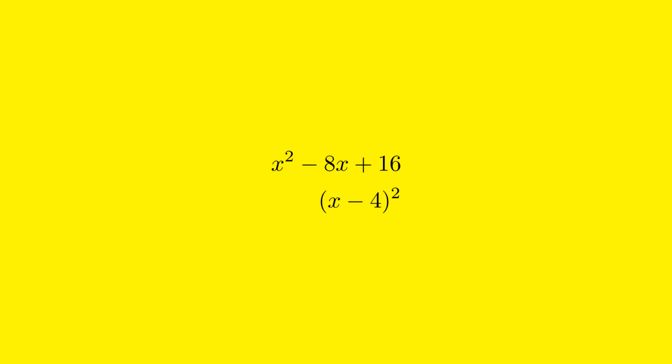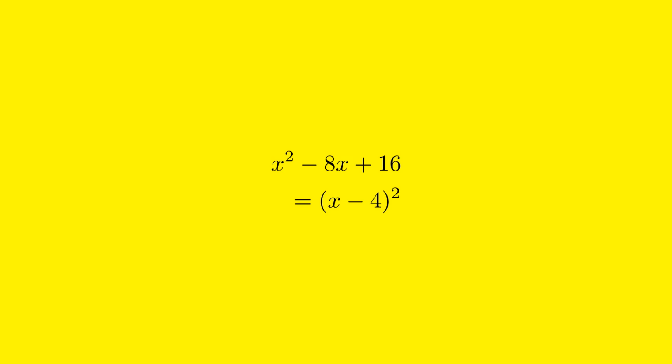Given this, we can rewrite the quadratic expression as a perfect square trinomial. If we observe, the quadratic expression can be rewritten as x minus 4 squared. This is because x minus 4 squared expands out to x squared minus 8x plus 16, matching our original expression.